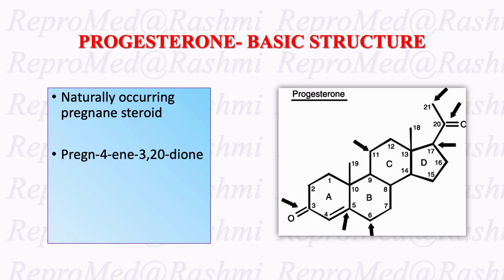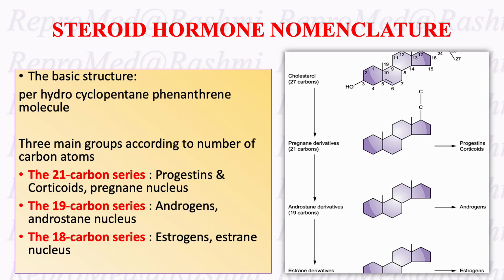Progesterone, the basic structure. Progesterone is a naturally occurring pregnane steroid. So it is pregnane-4-ene-3,20-dione. About the steroid hormone nomenclature, the basic structure comprises a perhydrocyclopentanophenanthrene molecule. There are three main groups according to the number of carbon atoms. If the nucleus contains 21 carbon atoms, then progestins and corticoids. The 19 carbon atom series are androgens with the androstane nucleus. The 18 carbon atoms are estrogens, the estrane nucleus.